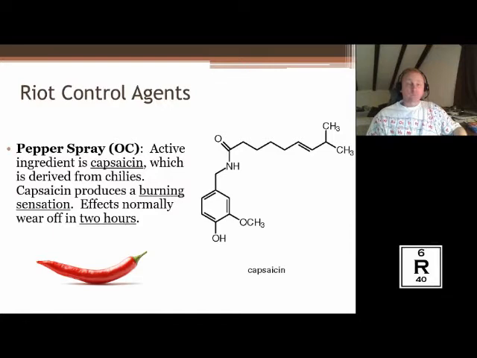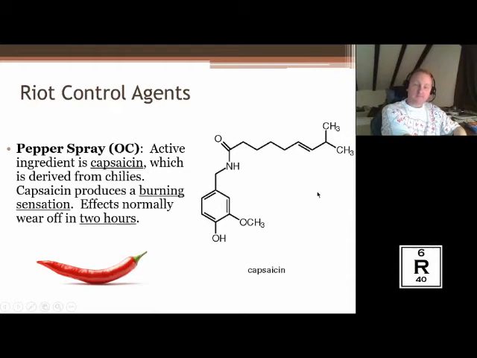When exposed, you'll feel a burning sensation, and it usually will last for a couple hours even after you're no longer exposed. It's probably the easiest chemical agent to make on your own. If you just get a hot pepper and grind it up, you'll have that capsaicin in there, and mix it with some oil so it's viscous, and you've got pepper spray. Now, I highly advise that you don't get that near your own eyes because it'll be burning. So anyways, that would be pepper spray.